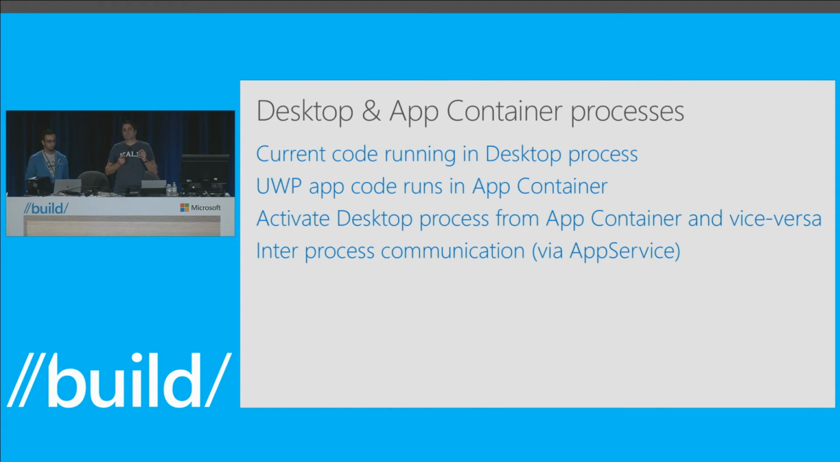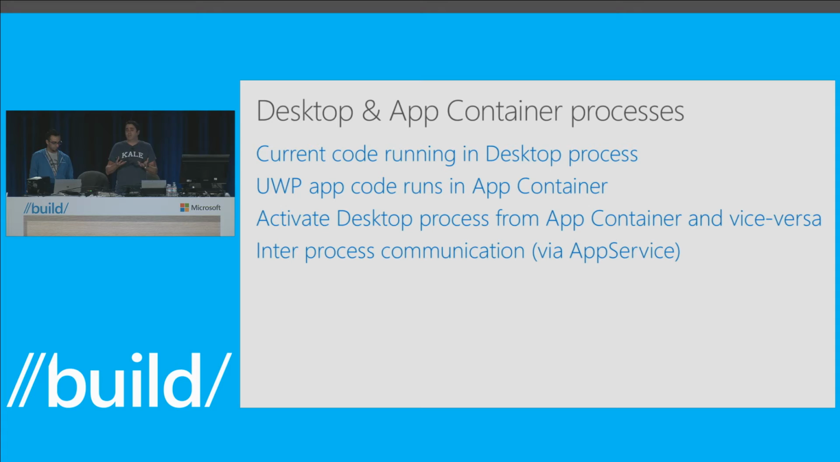But it does mean one interesting thing, which is now, as a Centennial app that also has all of these new background tasks and everything inside of it, you actually end up with at least two processes, right? You have the one process which is running in desktop. It's your existing MFC or WPF app. And then secondly, you have either the background task or the file picker UI.